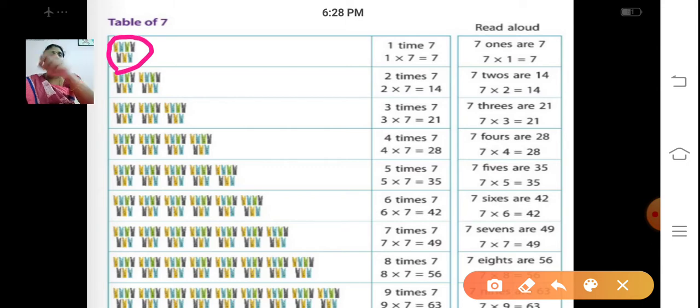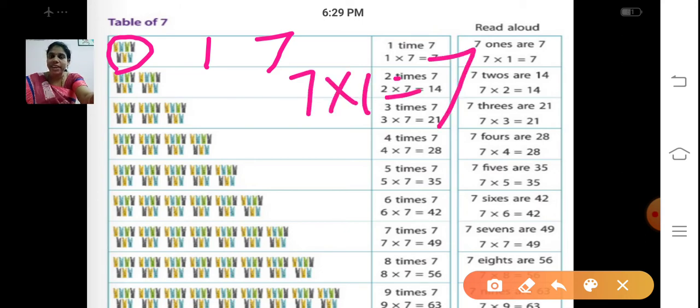Just see here how many groups we have. Here we have only one group, right? So one time in each group, how many clips are there? Count and tell me. 7, right? So 1 times 7, that means 7 ones are 7. Here we are having only one group, right? So 7 ones are 7.